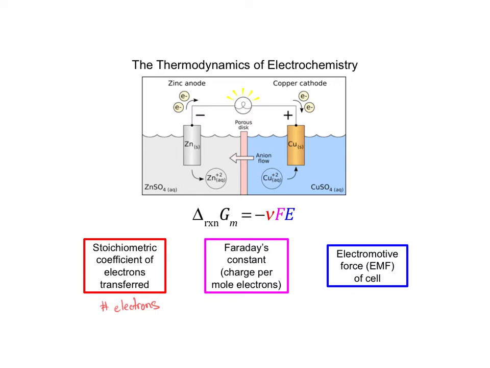F is a constant. It's Faraday's constant, not unlike the ideal gas constant. It's the constant that is appropriate for electrochemistry. And then E is the potential or the electromotive force. And so this is the energy of the cell.